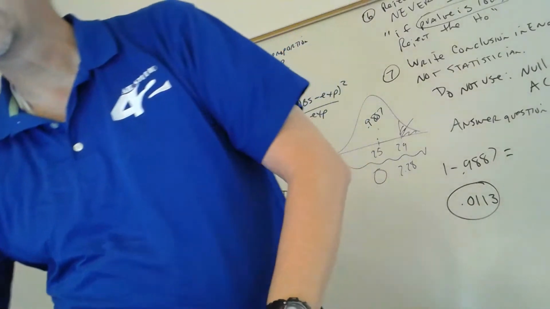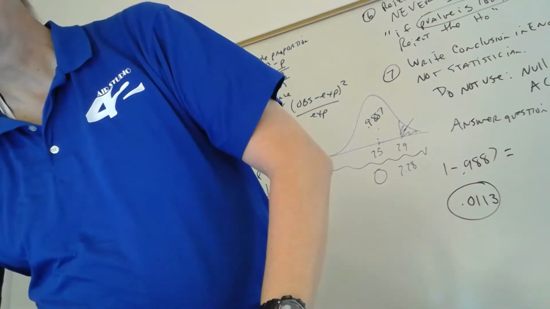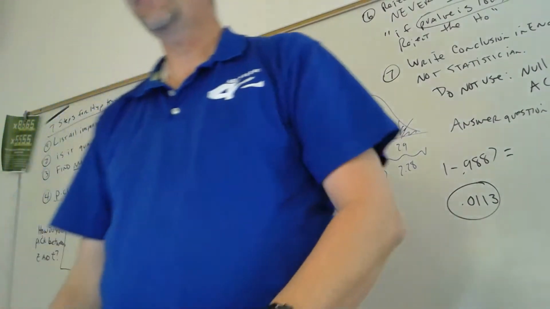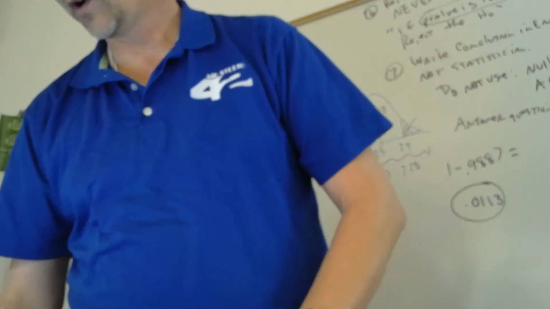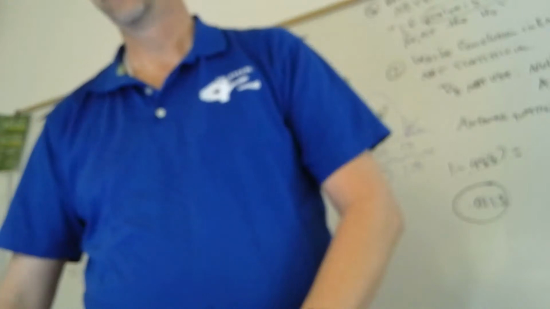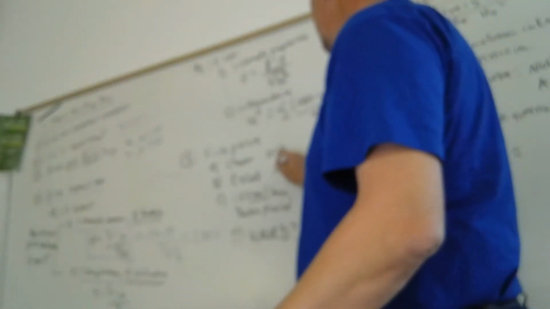NORM.S.DIST of that number there, which is going to give you 0.9888. Actually, it's a little different. Okay, and we're going to go 1 minus that number. So 0.0111. So with Excel, we're going to get a slightly different number, right? So this is the correct answer on the quiz on Friday. This will be the correct answer on the test in a couple of weeks.